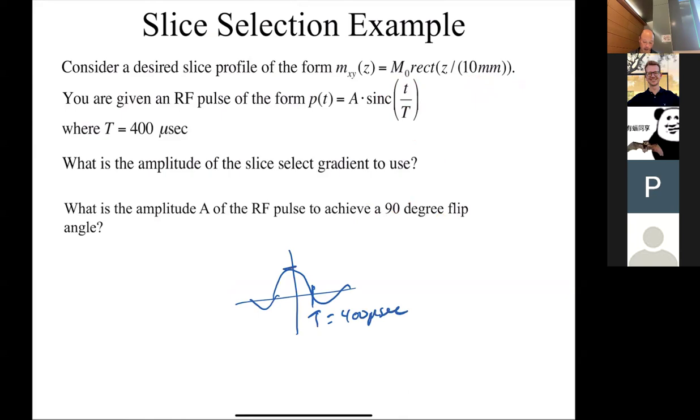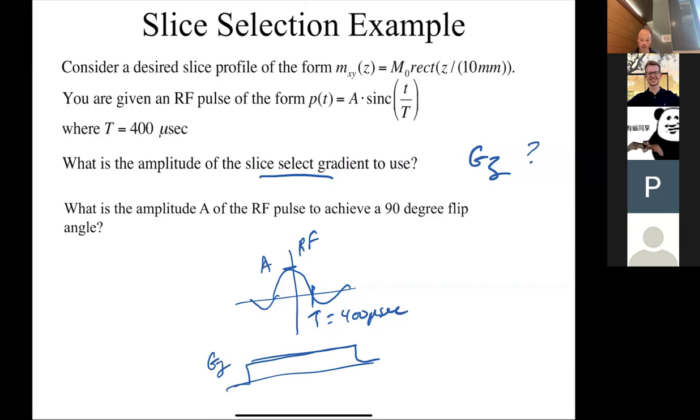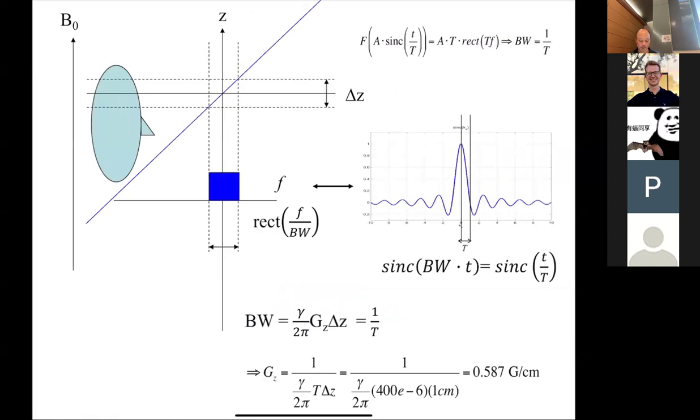And then you have to figure out, what slice selection gradient do I use? So typically that means this is the RF pulse, and while I'm playing it out, I have some GZ gradient on. Okay. So I need to know the amplitude of that and also what's the amplitude of that. All right. So it turns out that you can use all the concepts we've developed so far to solve this problem.